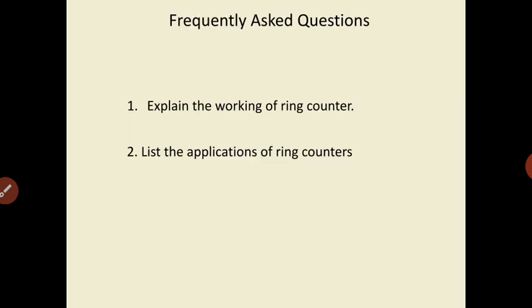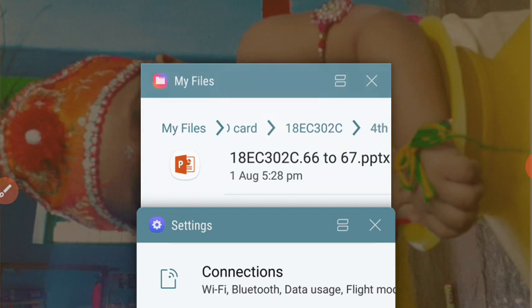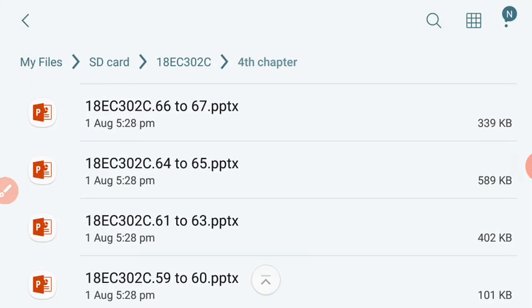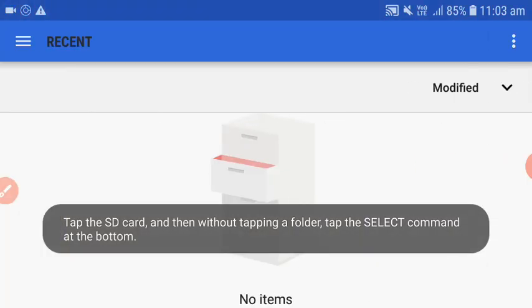Next, frequently asked questions: explain the working of ring counter and list the applications of ring counters. So this completes the discussion of ring counter and its applications. Next, we will move on to the discussion of other topics.